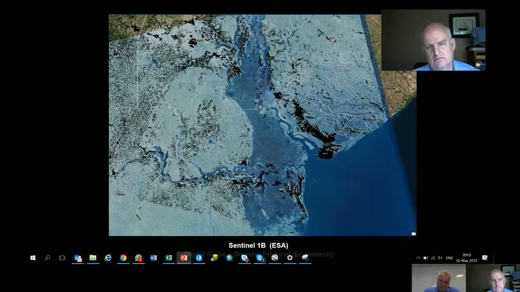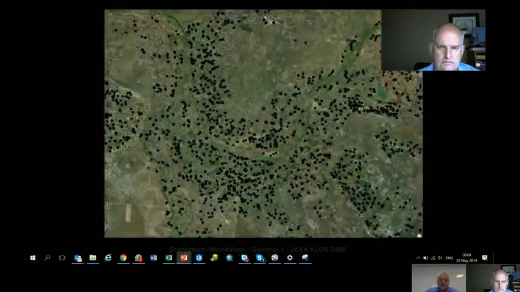This picture, every one of those black dots illustrates a structure. So it could be a freestanding structure, it could be a structure within a village, it could be a pump station, etc. But that's illustrating where people live, where there's land use activity associated with people. But a better example is to go in a bit closer.